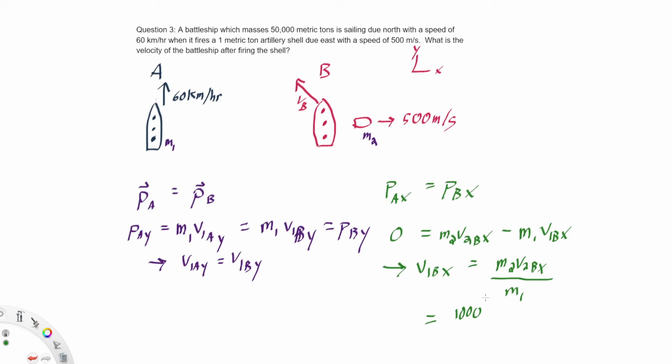alright, we can plug in some numbers. The artillery shell is 1 ton. Its velocity is 500. And then the battleship is 50,000 tons, which is the same as 50 million kilograms. So it's 100th of a meter per second. Not a lot of velocity. It's picked up in the x direction.